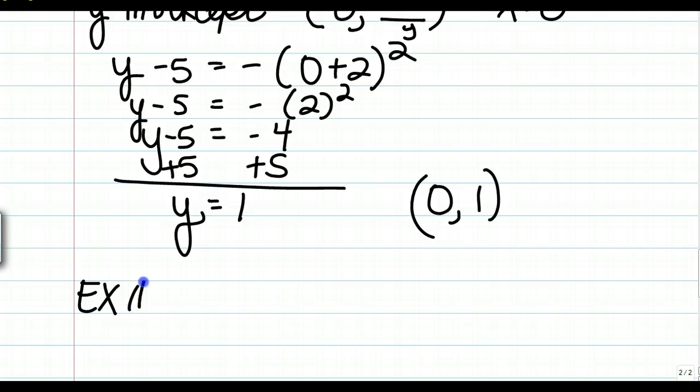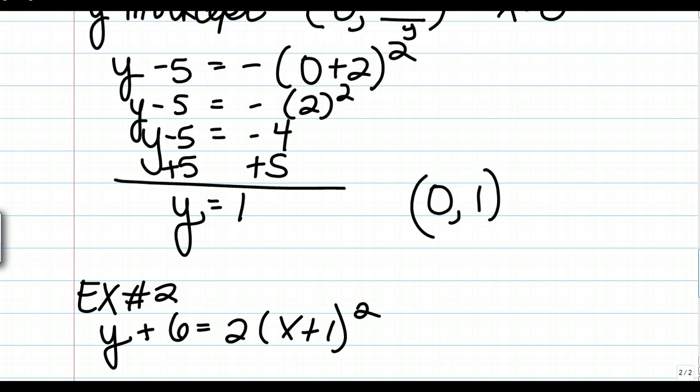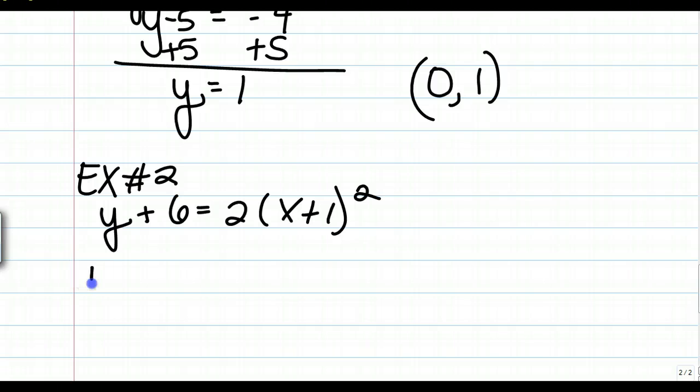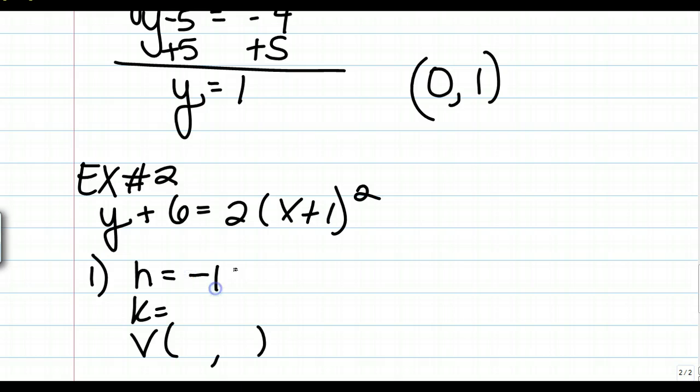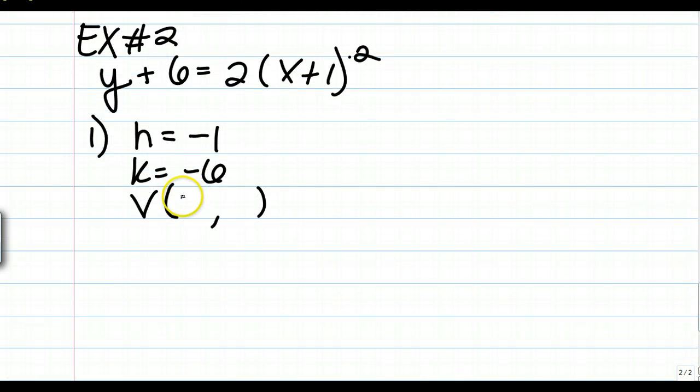Let's do example number 2. I have y plus 6 equals 2 times x plus 1 squared. First thing you need to find is what your h equals and what your k equals, so you know what your vertex is. Okay, so I know that h is going to be negative 1 because that's next to my x, and k is going to be negative 6. So my point is negative 1, negative 6 for my vertex. Then I need to find my axis of symmetry. I'm going to abbreviate it.